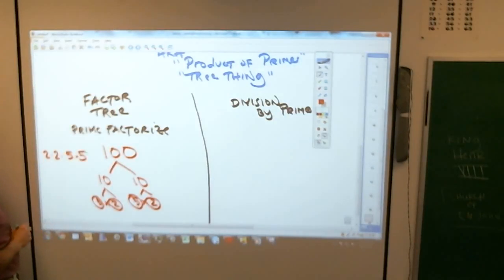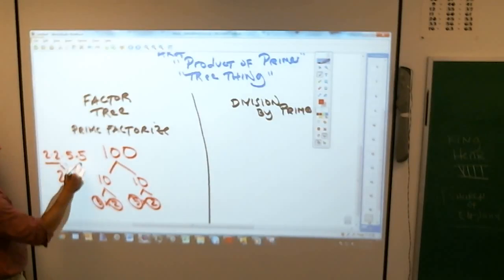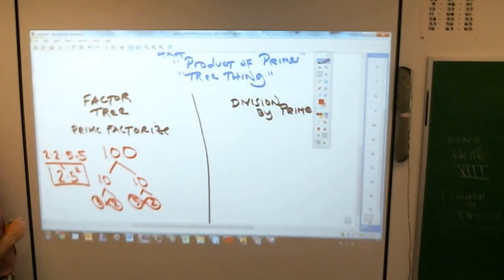Now, I'm not so sure, maybe now that you're in 7th grade, they'll just say you can write it using exponents, which is 2 squared times 5 squared. That gives you 100. That's your prime factorization.